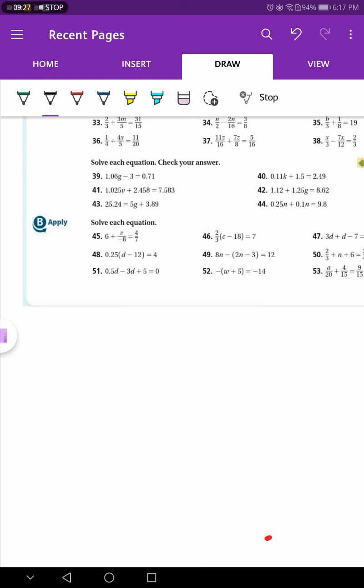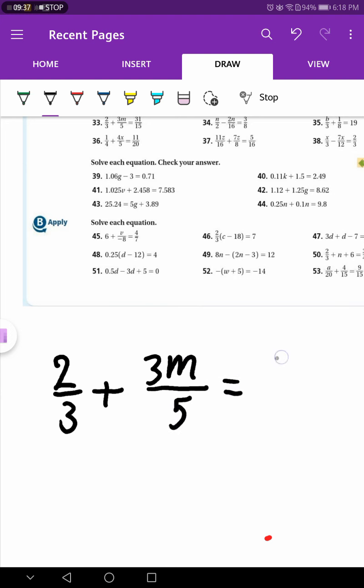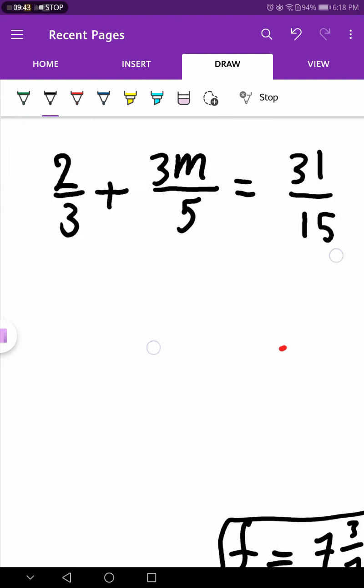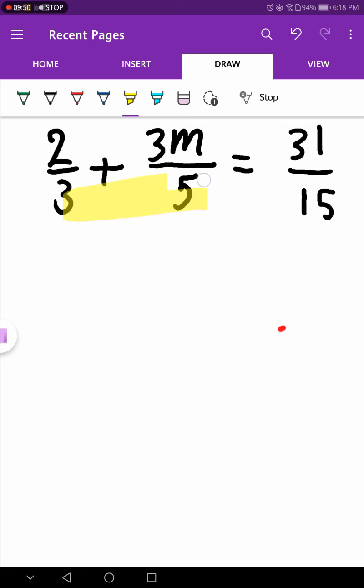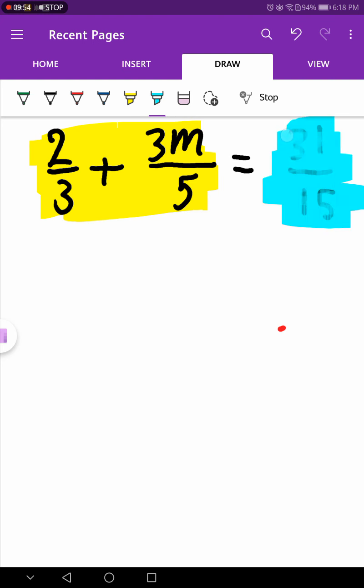Okay. Please. 2 over 3 plus 3m over 5 equals 31 over 15. Okay, my dear students, here this is the left, and this is the right. Let me erase this.